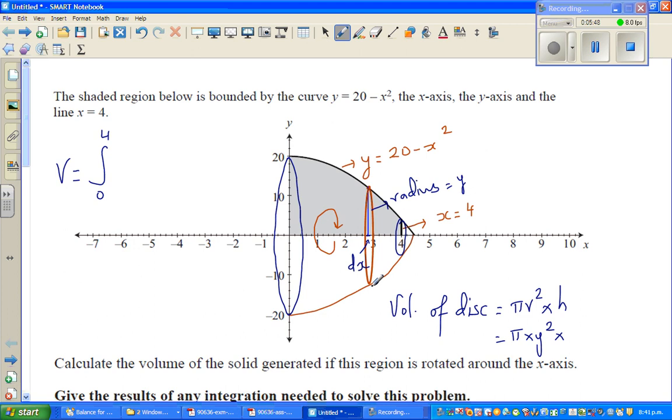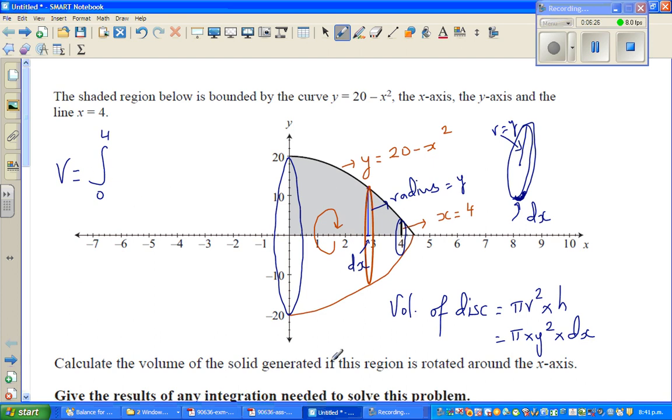In this case it is pi times y squared, because the radius is y, times height, which is the thickness, which is dx. If you take a disk, let me again draw a disk. I want to make this as clear as possible, because this is a very difficult concept. This is the thickness. This is the radius, which is y, and your thickness is nothing but your height, which is dx.